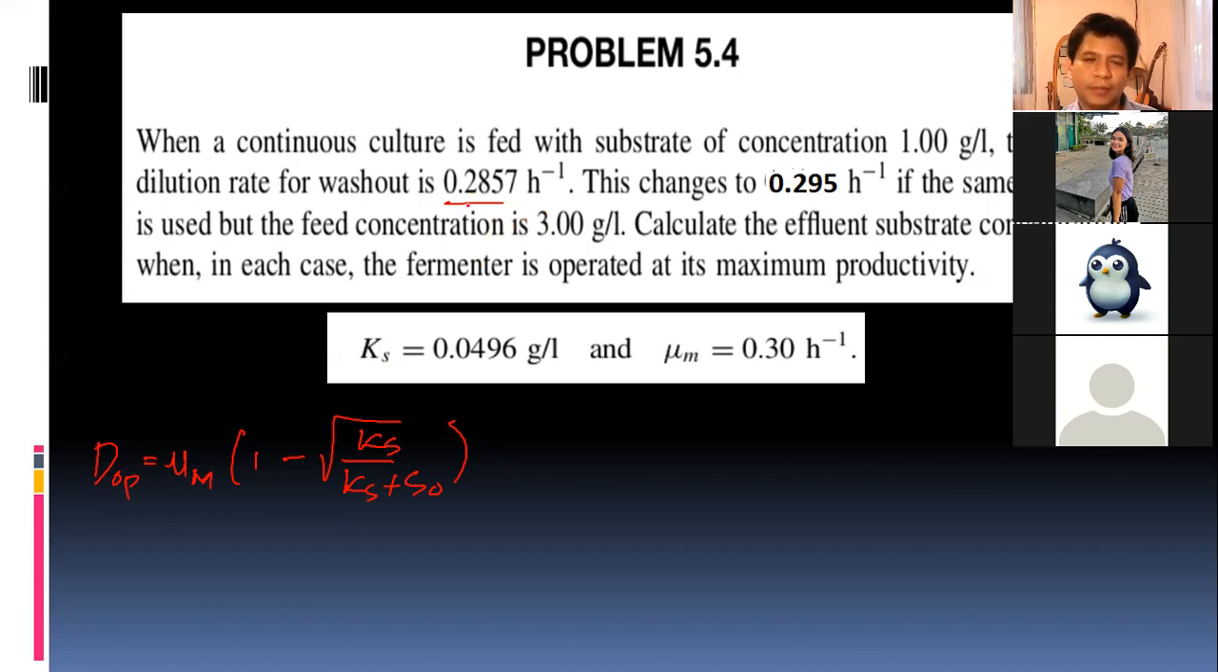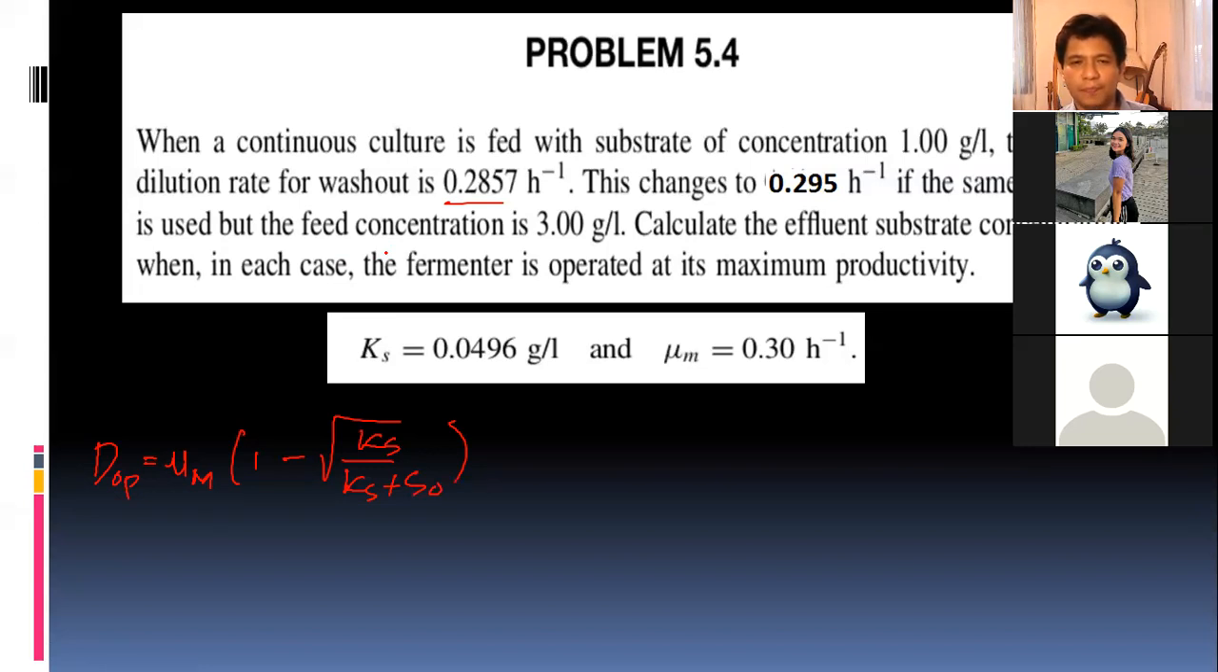So dapat mas mababa ba siya or mas mataas? Remember, if sa critical dumadaan lang siya, no? So when can we use the D optimum na na-calculate natin? Pag mas mataas ba siya or pag mas mababa? Of course hindi pwedeng equal, that's obvious. Pag equal, automatic na S is equal to S sub O. Walang mangyayari, dadaan lang siya. So when are we going to use the D optimum? Pag mas mababa or pag mas mataas?